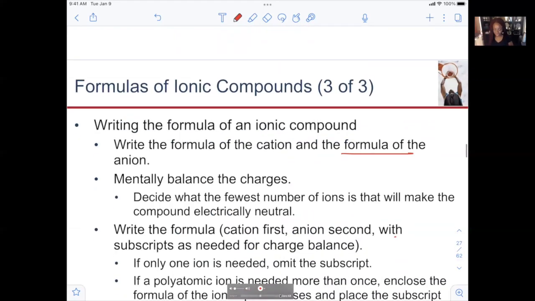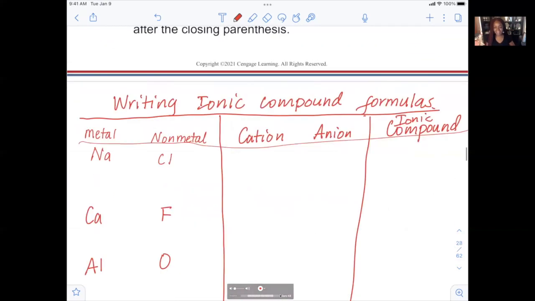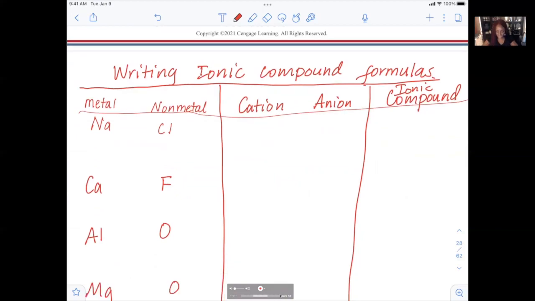Now moving on to writing the formula of the ionic compound: balance the charges. We kind of did that already. In writing the formula, the cation is written first, the anion is written second. You want to make sure the subscript shows that the charge in the end is balanced. Oh, I forgot I had this whole page here. Okay, so we're going to do this. Now remember, the cation has to be written first.